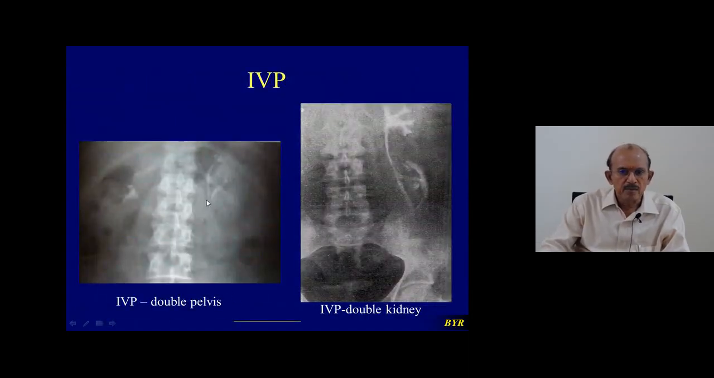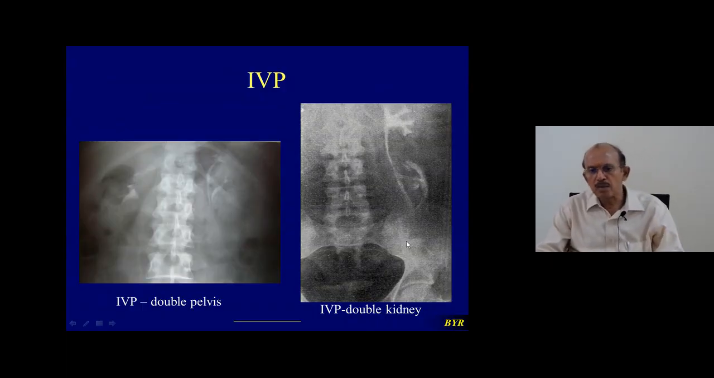Now you can see here, this is one pelvis, this is another pelvis. So this patient has a double pelvis. You can see here, double kidney. This is one kidney shadow, this is another kidney. But both of them are present on the same side. So this is duplex kidney. This is called duplex kidney.